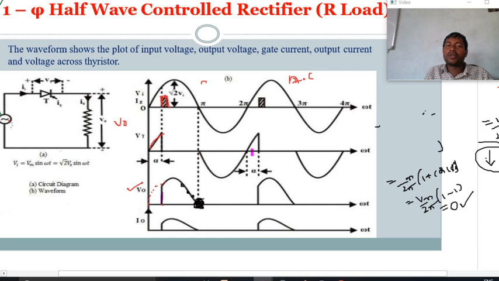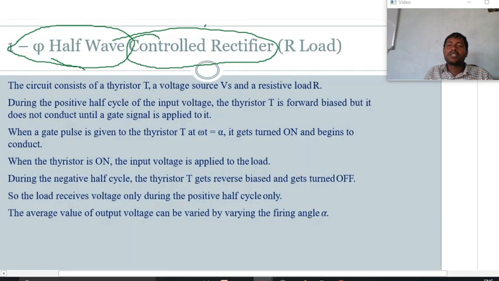So this is the single phase half wave rectifier with R load. These are the key points with a single phase half wave rectifier with R load. I already discussed all.